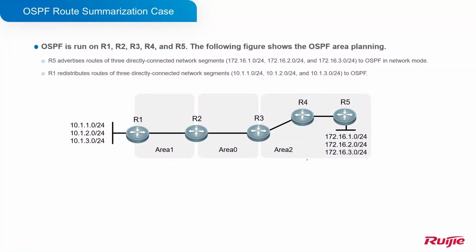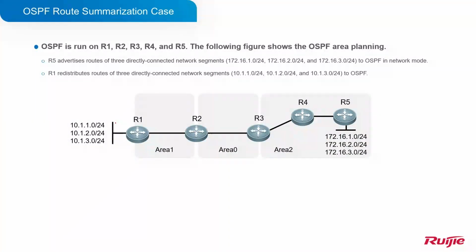For this case, here we can see the topology. In this topology, we have 5 routers. R1 and R2 belong to area 1, and R2 and R3 belong to area 0. Area 0 is the backbone area. And R3, R4, and R5 belong to area 2.